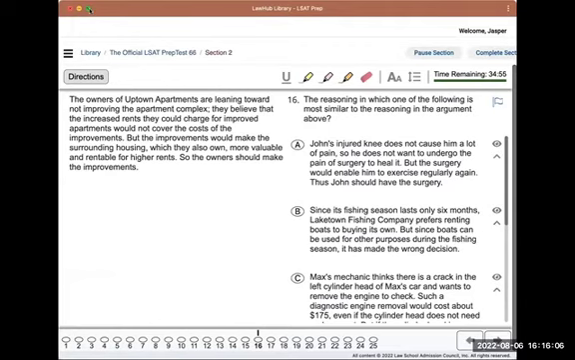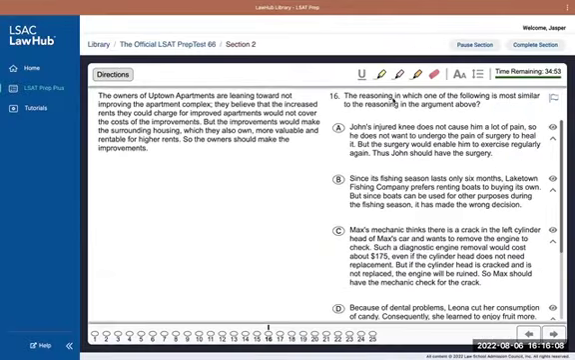Okay. So here we're looking for similar reasoning. We want to find the structure of this argument and then an argument with similar structure. I like to look for the conclusion and the support and then try to say in my own words how the argument proceeds.